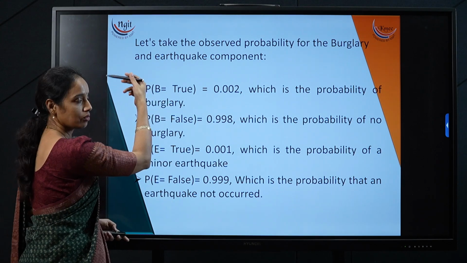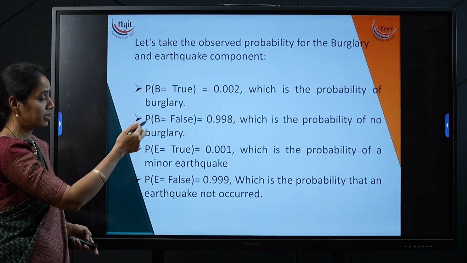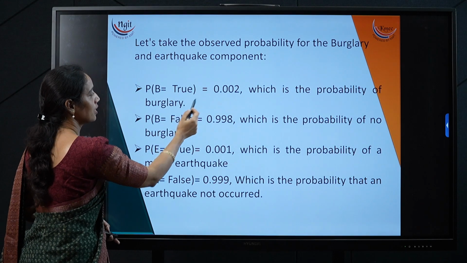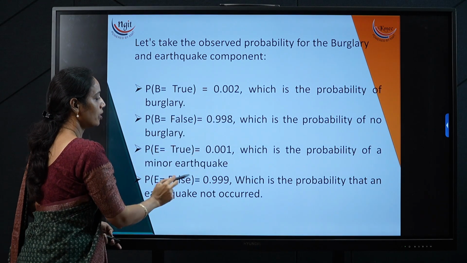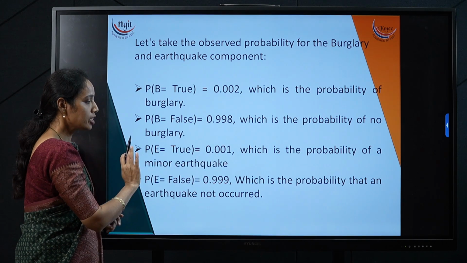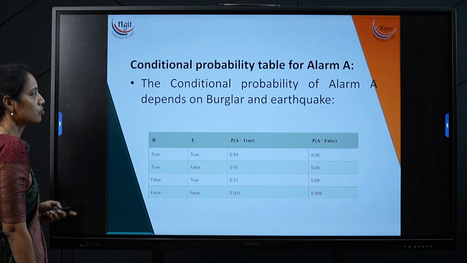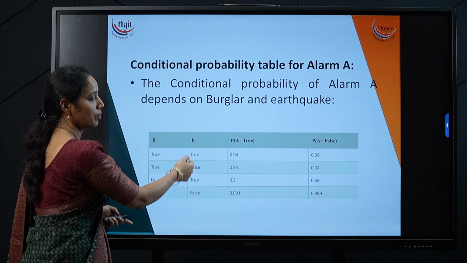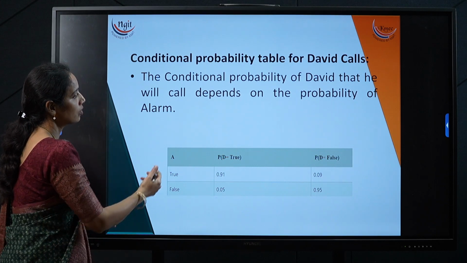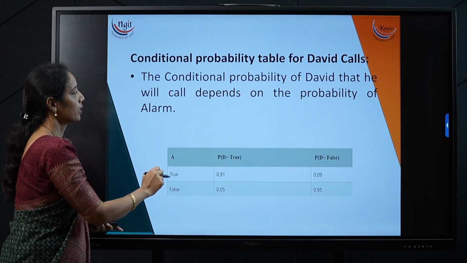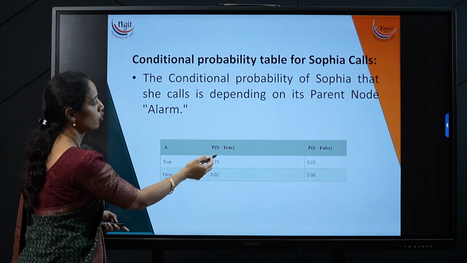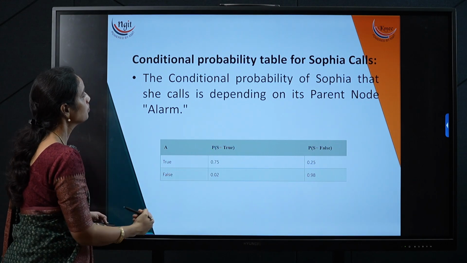Now let us take the observed probabilities for the burglary and earthquake components. These values are taken from the conditional probability tables. That is, the probability of B equal to true, which is the probability that there is a burglary, is this one, and the probability that there is no burglary is this one. The probability of a minor earthquake is this value, and the probability that no earthquake occurred is this value. And this is the conditional probability table for alarm A, which we have taken from that one. So just see the values. And then for David calls, this is the CPT, that is, the conditional probability table. And then this is the conditional probability table for Sophia calls, given there is an alarm and there is no alarm.